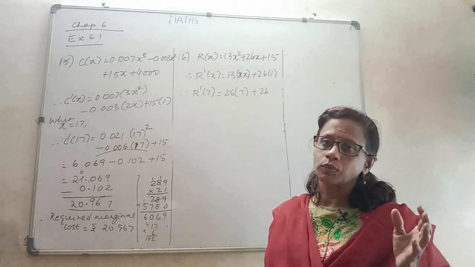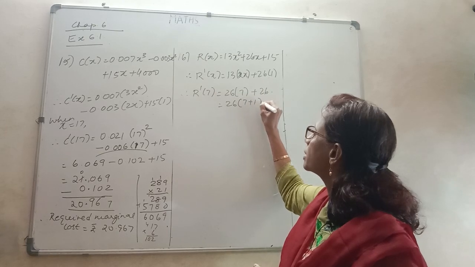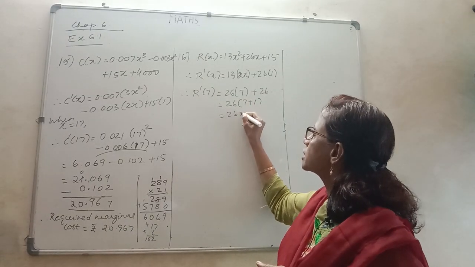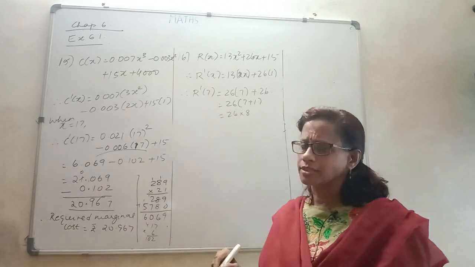You can do whatever way you want. If you want factorizing, 26 is common, take it out. 7 plus 1, 8. So 26 into 8. Either you do it like that or you directly multiply, get the answer. It's one and the same.